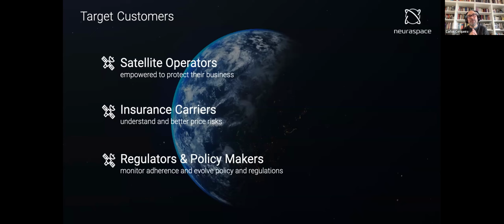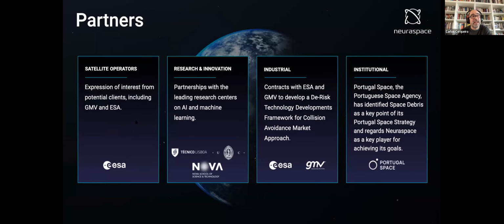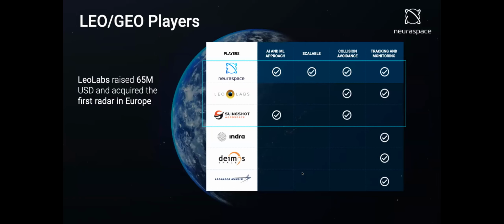Of course, we have partners to do this. I just want to highlight that we are working heavily with ESA, our European Space Agency. Universities are crucial for this. When you put AI and machine learning into a tool, of course, you have to use state-of-the-art research that has been produced, in this case, by 3 Portuguese universities we work with. Industrial partners are very important, and here I would highlight a big space company, GMV, a Spanish company that we're doing a very important partnership with, and of course we have the backup of the Portuguese Space Agency.